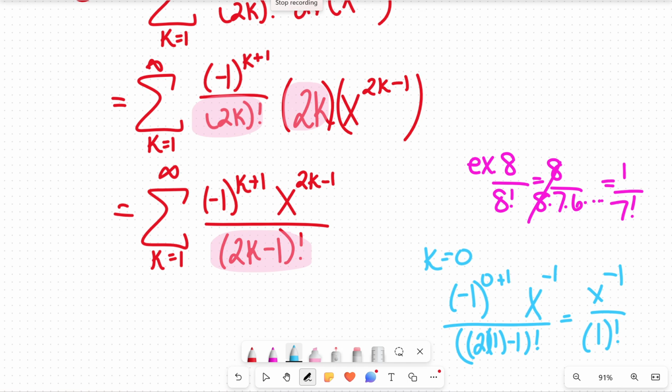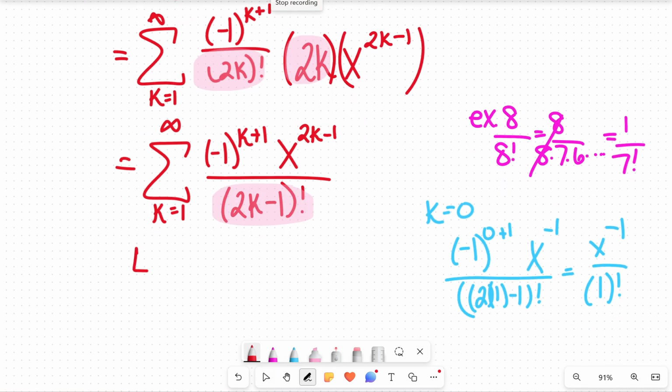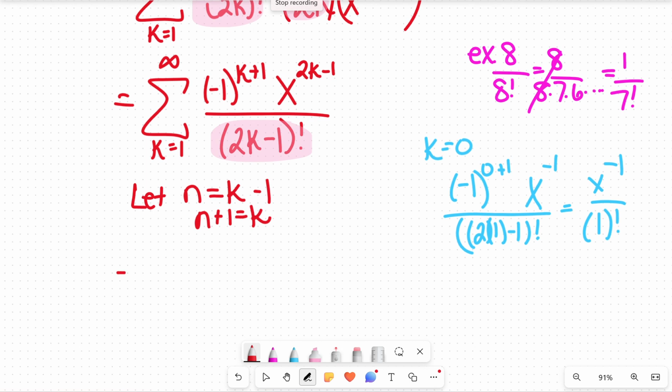So since we're not able to start at k equals 0, we're going to get a little bit crafty, and instead we are going to let n equals k minus 1. So what that tells us is that n plus 1 is equal to k. So I'm going to say that my summation, now I can start it at 0, because I do want my summation to start at 0. I just can't let k equal 0, but I can let something else equal 0.